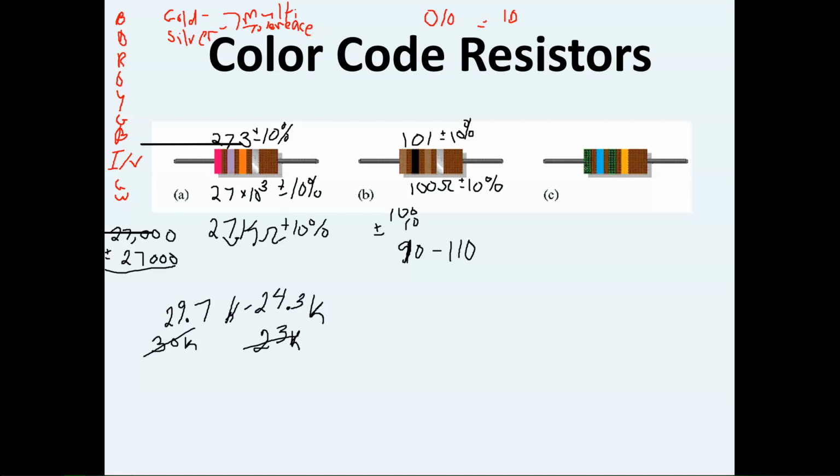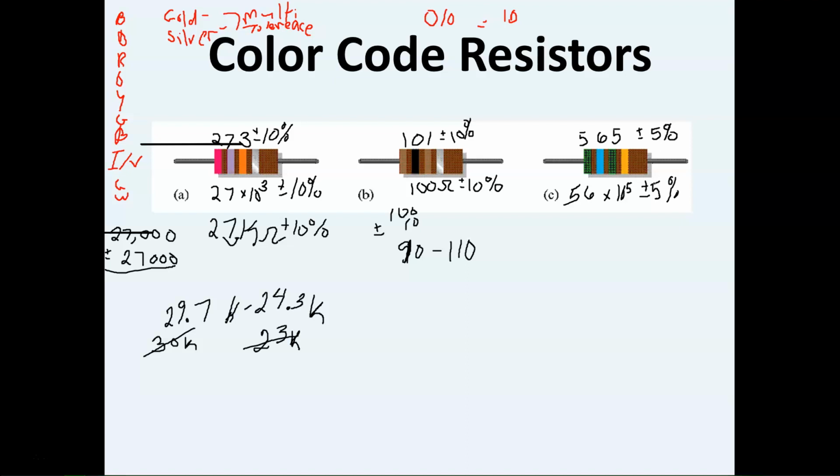All right, then lastly, we have C, which is a green, which is 5, a blue, which is 6, another green, which is 5, and then we have gold, which is plus or minus 5%. So what this translates to is 56 times 10 to the 5th plus or minus 5%.